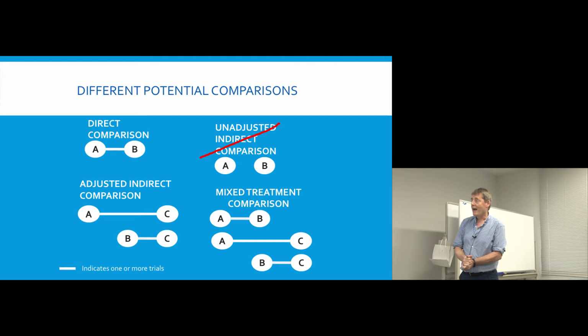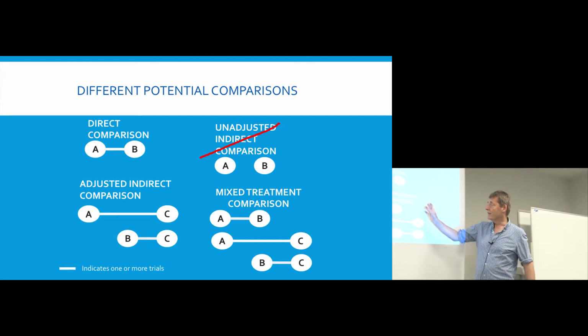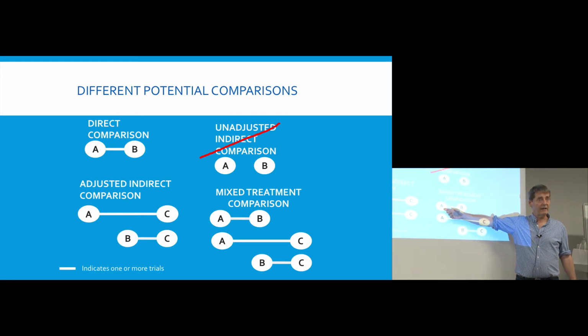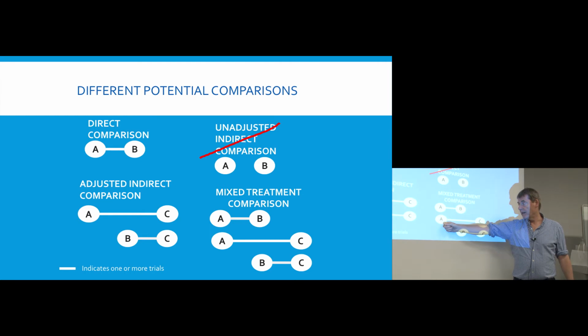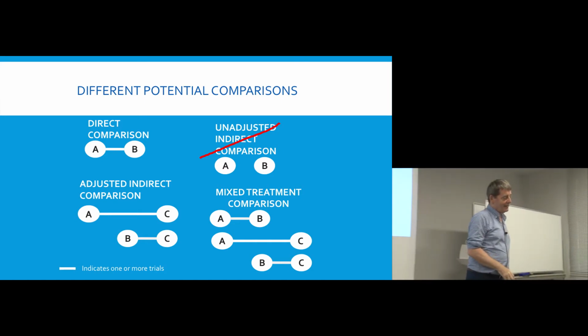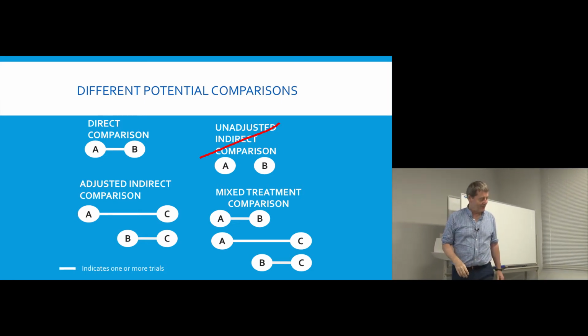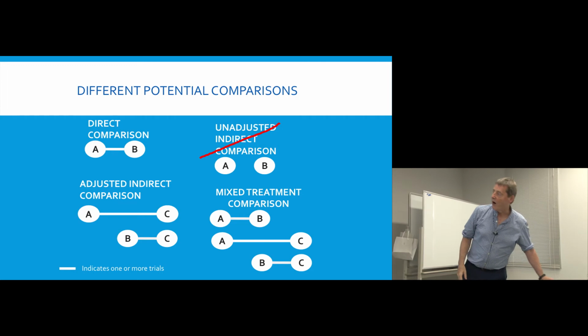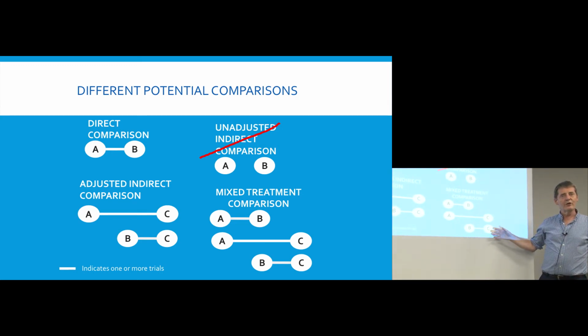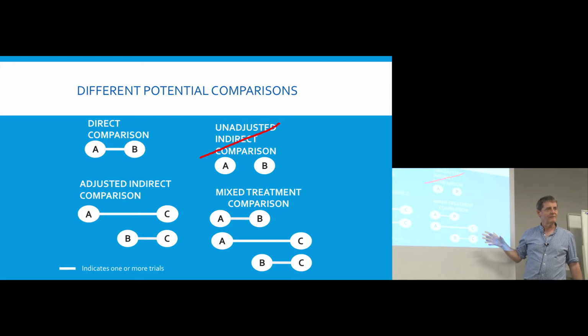Finally, what we might have is this series of trials. We might have a direct A to B comparison, a comparison between A and C, a comparison between B and C. Now, health economists and some others argue that if this is what we've got, we should try and use it all.